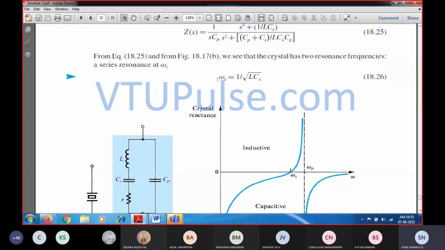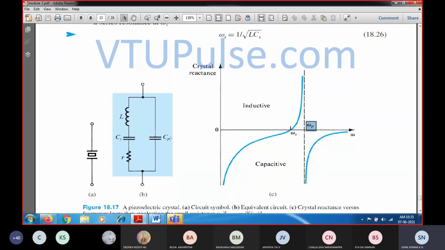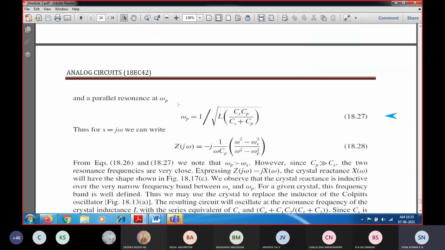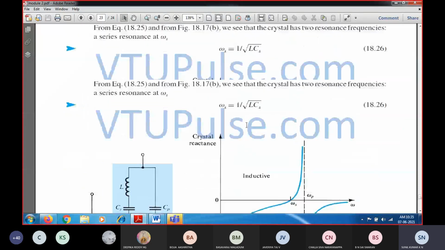The series resonance frequency omega s will be given by 1 by square root of L into Cs, whereas the parallel resonance frequency omega p will be given by 1 by square root of L into C equivalent. C equivalent is nothing but Cs into Cp divided by Cs plus Cp. So omega p will be equal to 1 over square root of L into Cs Cp divided by Cs plus Cp.